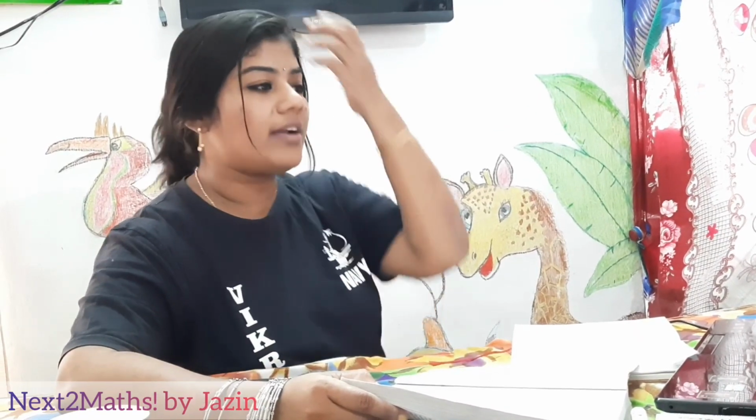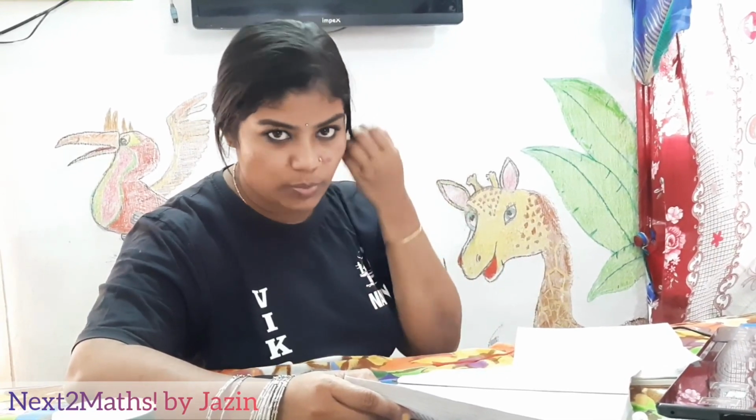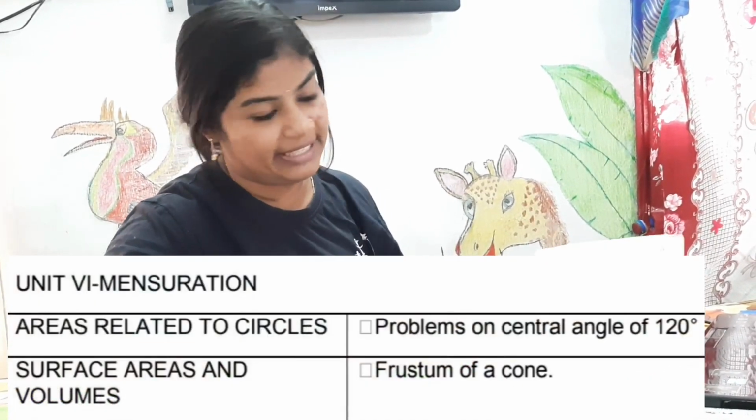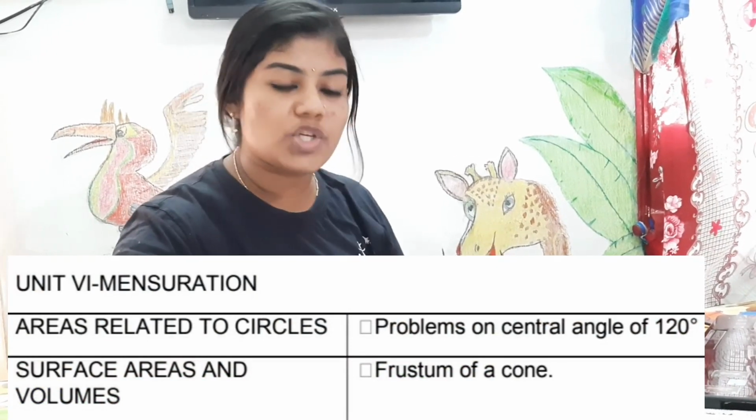Yes, chapter number 12. We are discussing the next chapter, number 12, areas related to circles, and 13, surface area and volume. That belongs to mensuration, unit number 6. So dear students, coming to chapter 12, areas related to circles. In that chapter, problems on central angle of 120 degree. What are the problems discussed with central angle of 120 degree? That is cancelled.